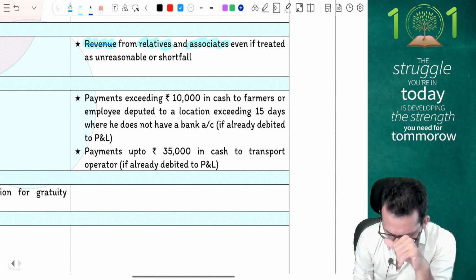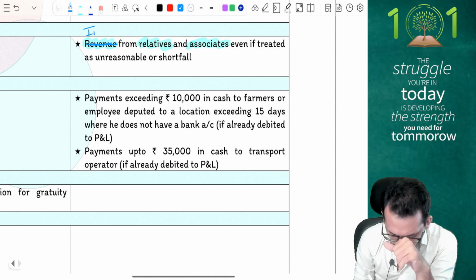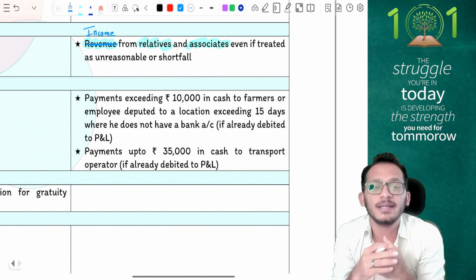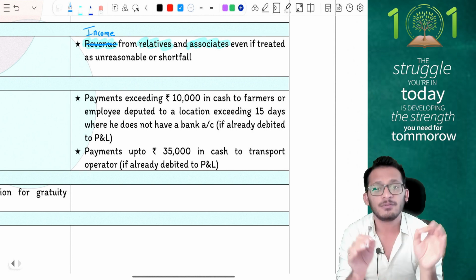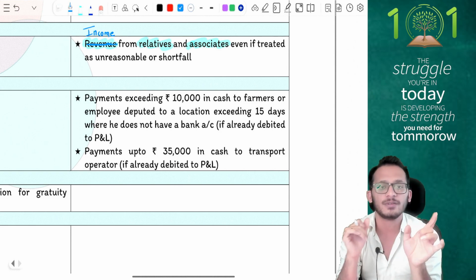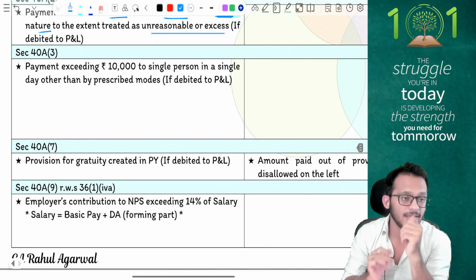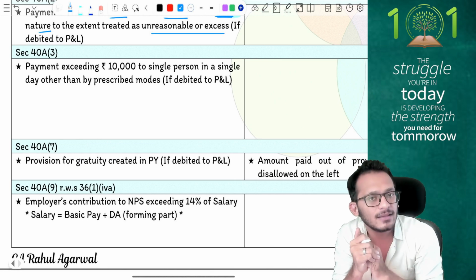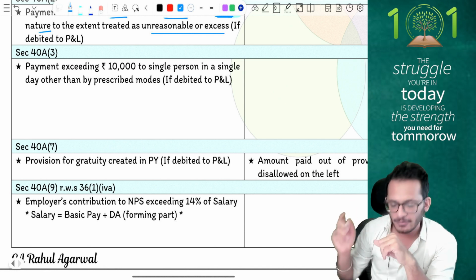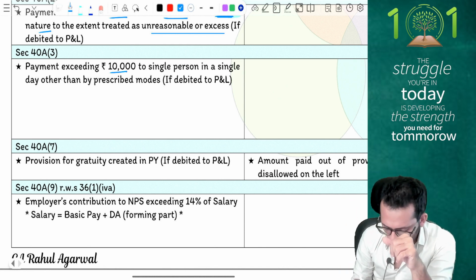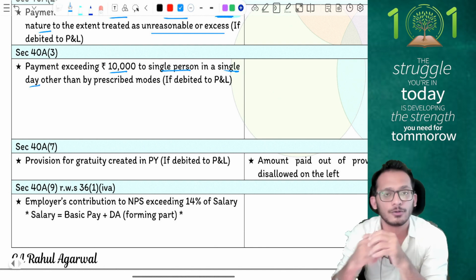The revenue here does not mean revenue nature. The revenue here means income. Yes, so if it is an income from a relative or associate, then only it is ignored from an adjustment perspective. If it is an expense, then I will disallow it if it is treated as unreasonable or excessive. Yes, then we have section 40A3. 40A3 talks about payments exceeding 10,000 rupees other than by permissible modes. So if you have made a payment to a person exceeding 10,000 rupees on a single day to a single person, I will disallow it if it is already debited to P&L.